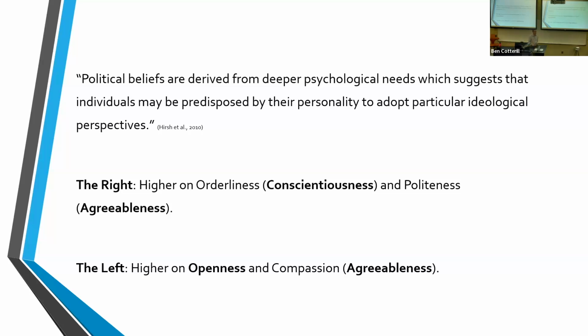Now, out of all of these, openness is the best predictor, okay? Meaning if someone is high in openness and high in conscientiousness, then statistically they're more likely to be liberal than they are to be conservative, okay?